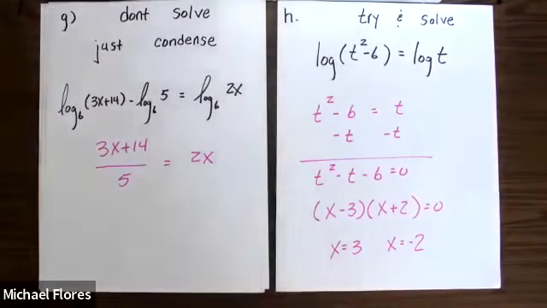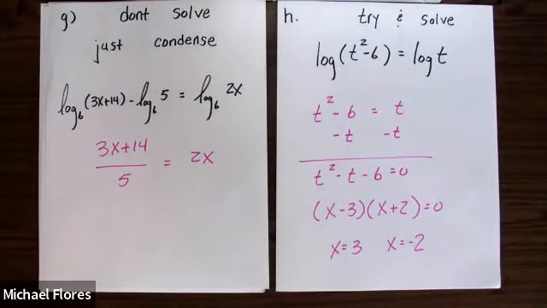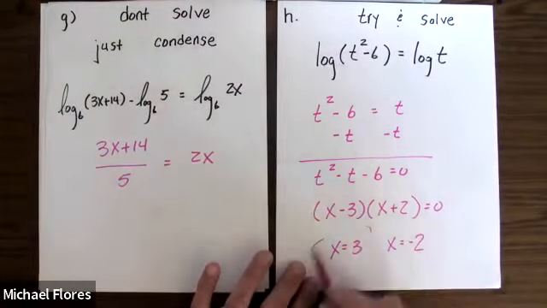All right. How'd we do? Good. Are both of those an answer? No, very good. The only answer is 3.